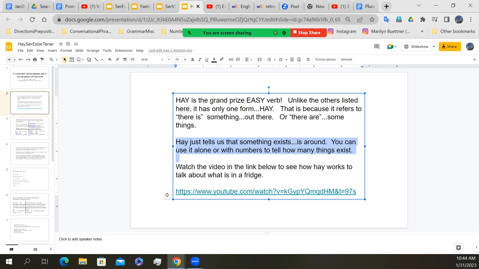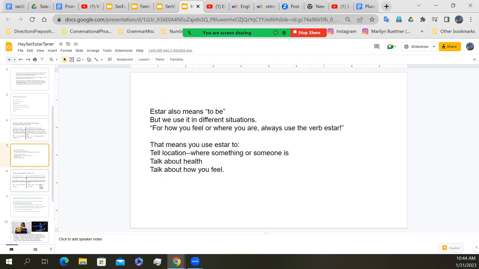Okay? So that is the context in which we use hay. I'm going to show you next the forms for estar. Estar, like ser, means to be, but we use it in different situations.